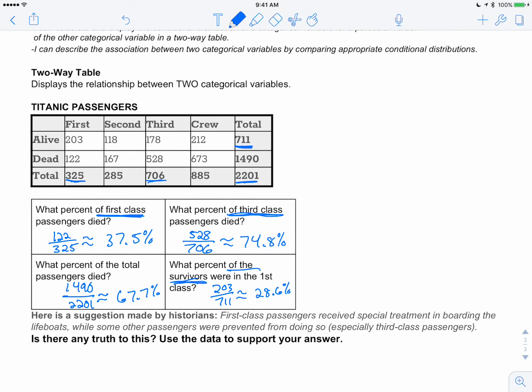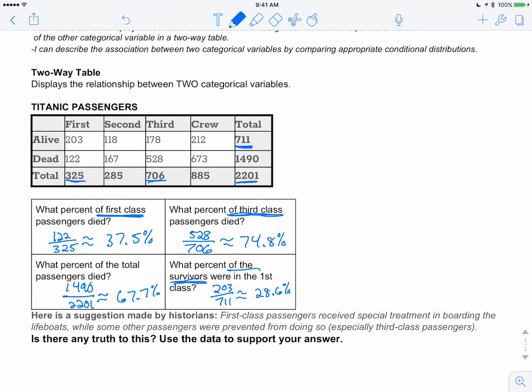So looking at these just now, if you compare the first two answers, first class passengers died, third class passengers died, one's considerably larger than the other one. Not only the raw score, because there's more people in third class, so it makes sense that more people would die, but the percentage, only 37% or 38% roughly of people died in first class, while 3/4 of people in third class died. It's a big difference in percentage there.